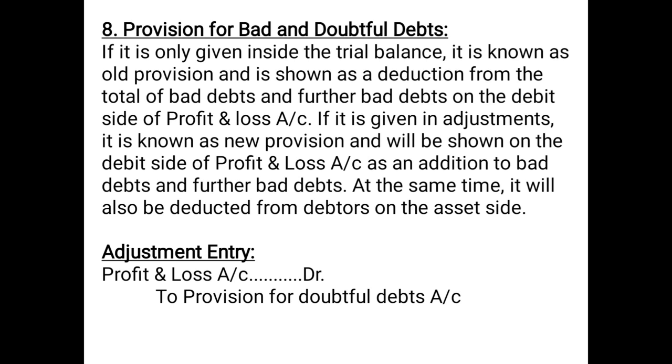Adjustment entry. The adjustment entry will be profit and loss account debited to provision for doubtful debts account. Why are we debiting profit and loss account? Because this is a charge against profit. And why are we crediting provision for doubtful debts? Because it is an amount set aside. It is kind of a liability which cannot be used for any other purpose.